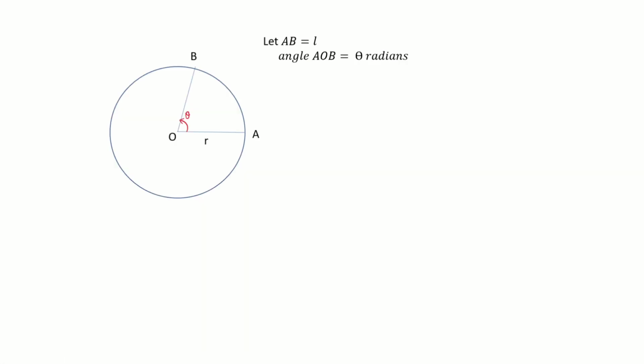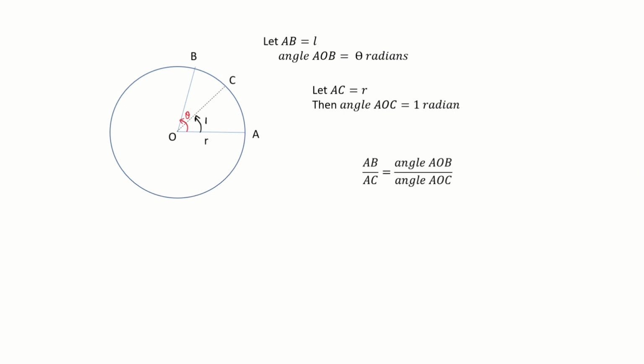Consider a circle of radius r. Let AB be the arc of length L units. Let theta be the angle subtended by the arc AB at the center of this circle. Consider another arc AC of length r units. Then, by the definition of radian, the angle AOC is equal to 1 radian. We know that the ratio of the arc lengths is equal to the ratio of the angles subtended by these arcs at the center. So we have AB by AC is equal to angle AOB by angle AOC. Substituting, we get L by r is equal to theta by 1. Hence, theta is equal to L by r.